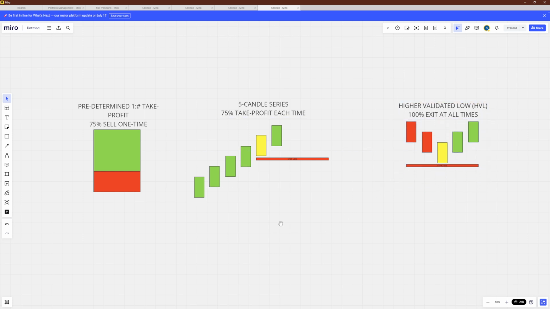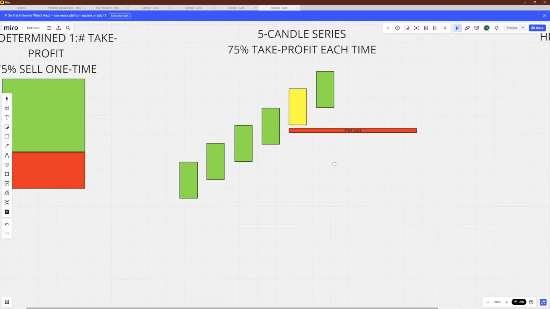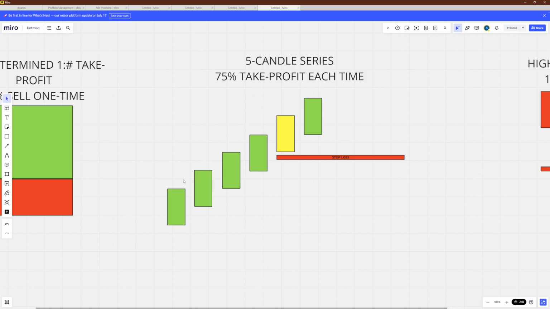So a 5 candle series is just any sequence of candles, whether they're red or green, doesn't matter, right? That has a higher low, to where every candle in the series for 5 or more candles has a higher low than the candle before it. So in this case, this candle here doesn't count, right? Because we don't know what the candle before it does. This candle here has a higher low than this candle. This candle here has a higher low than this candle. This one has a higher low than this one, and this one has a higher low than this one. This is 5 candles in a row. So this is a 5 candle series.